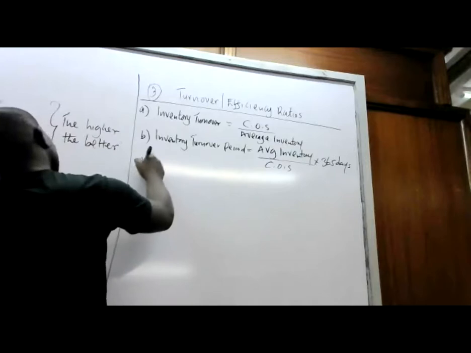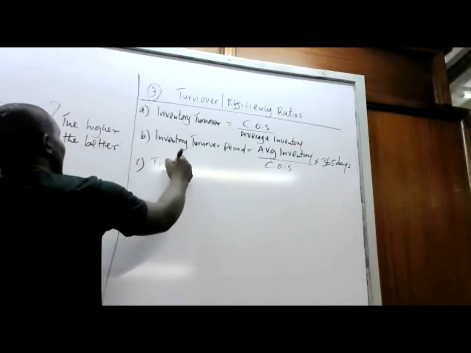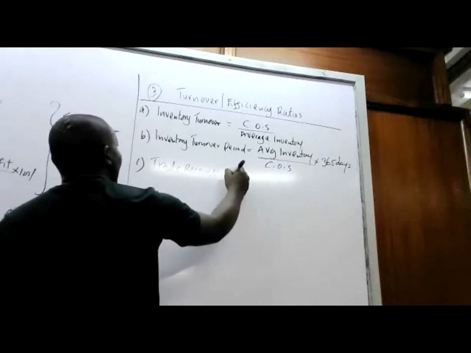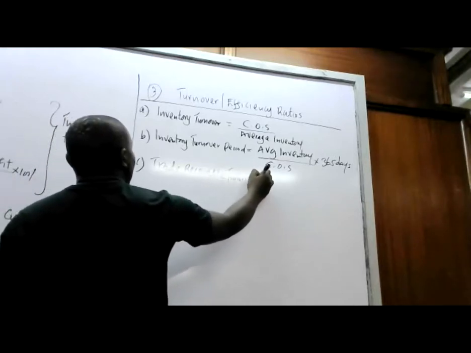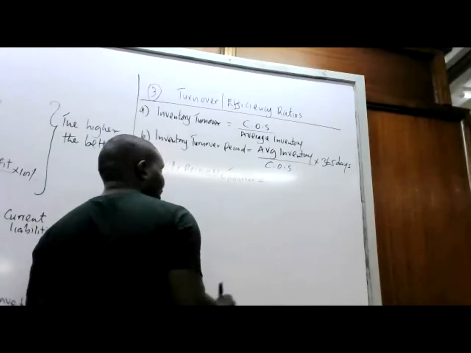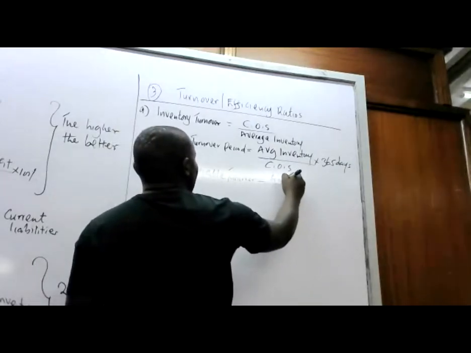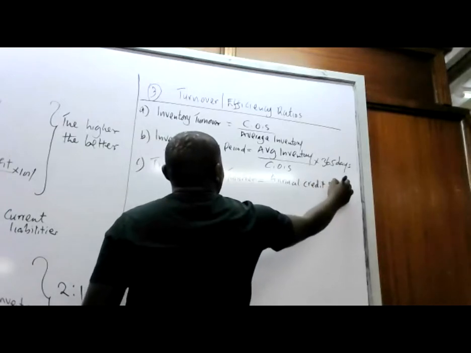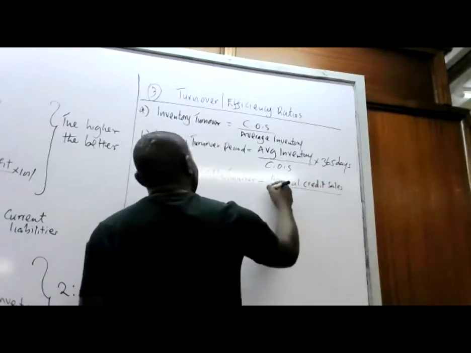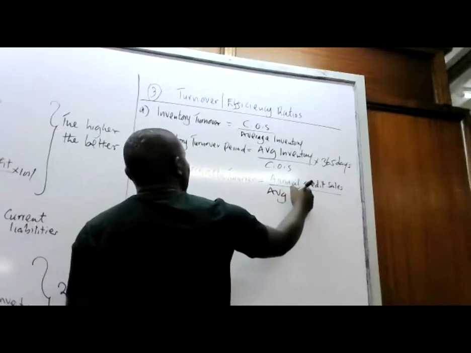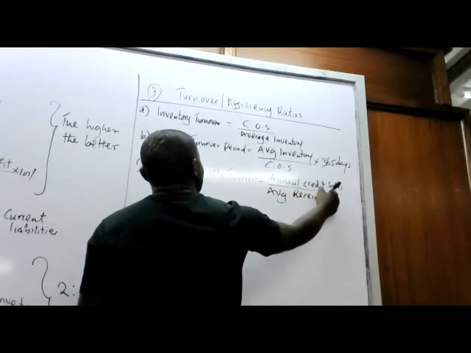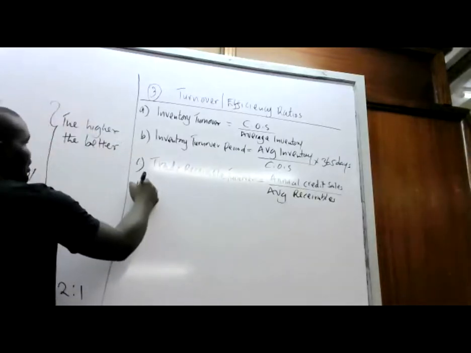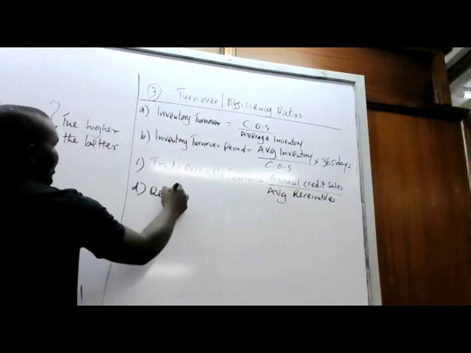Then trade receivable turnover: you take annual credit sales and divide by average receivables. Then receivable collection period.